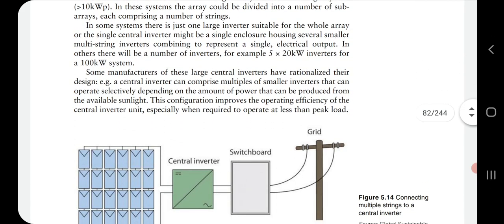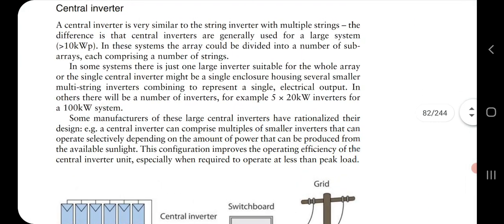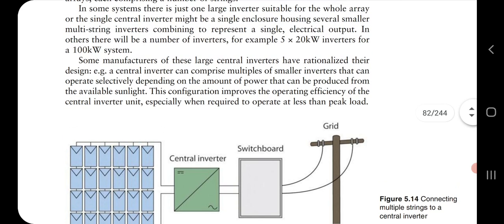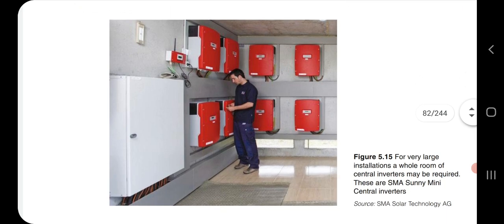Centralized means the central inverter, which is similar to a string inverter with multiple strings. Here again multiple strings are connected to only one inverter, which is then connected to the switchboard, and then it goes to the grid system. When you connect a number of strings or PV modules, the output DC voltage goes on increasing, and it is fed to only one inverter which converts from DC to AC. This is used in one of the areas.